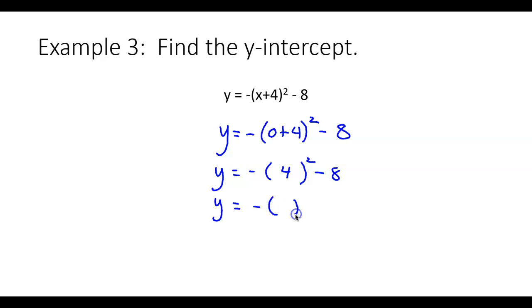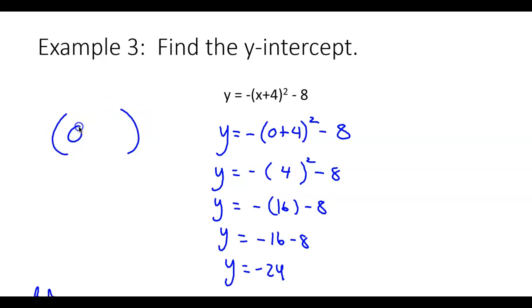Square it. Now, you could think of it like a negative 1 in the front, but all it's going to do is make the 16 negative. All right, so that's my y-intercept. That's where it will touch the y-axis. It'll touch the y-axis at 0, negative 24.